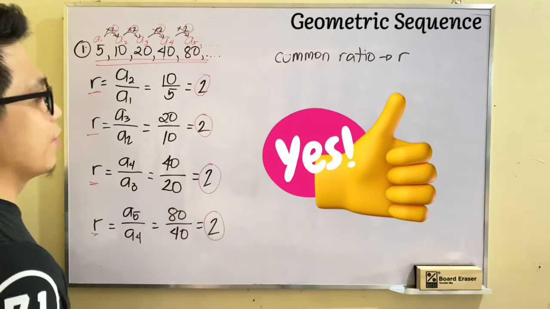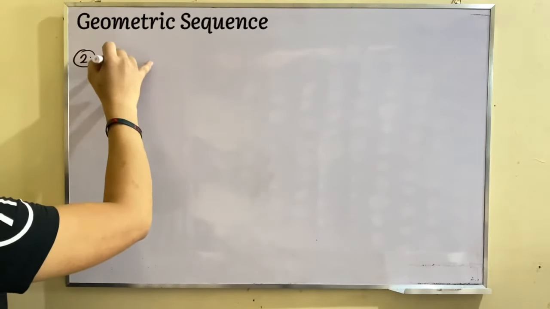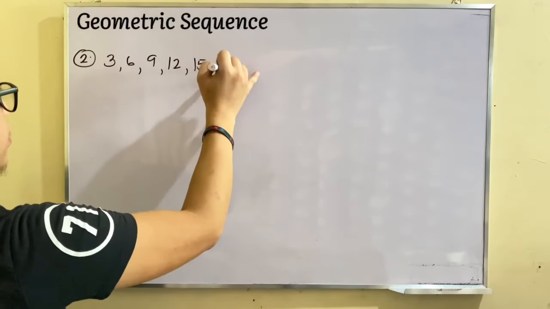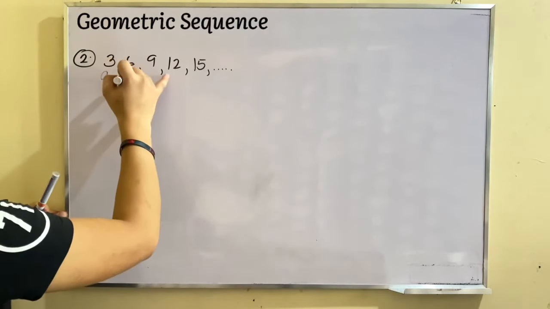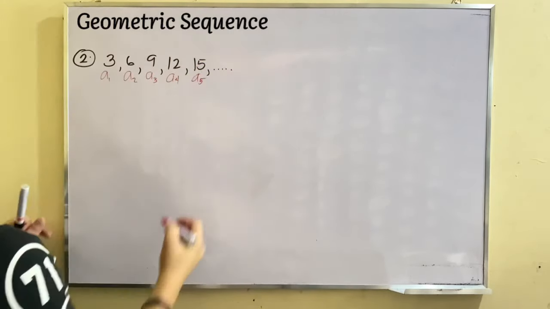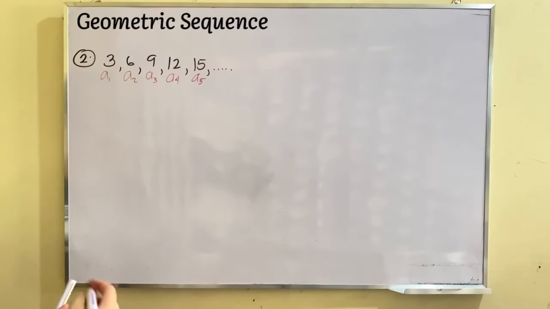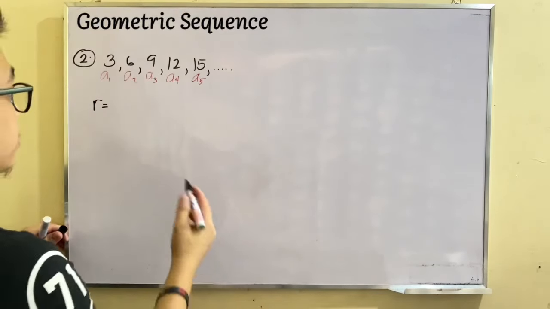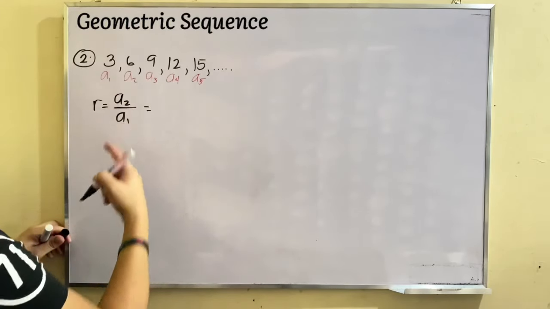Gets? Very good. So, another example will be a sequence 3, 6, 9, 12, 15, and so forth. So, ang ating a sub 1 is 3, a sub 2 is 6, a sub 3 is 9, a sub 4 is 12, a sub 5 is 15, and so on and so forth. Ang sabi ko kanina, para makuha yung ratio or common ratio, para ma-confirm natin kung ito ba isang geometric sequence is a sub 2 over a sub 1. A sub 2 divided by a sub 1.